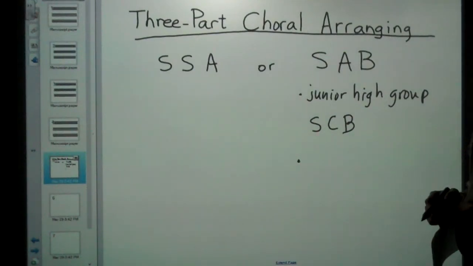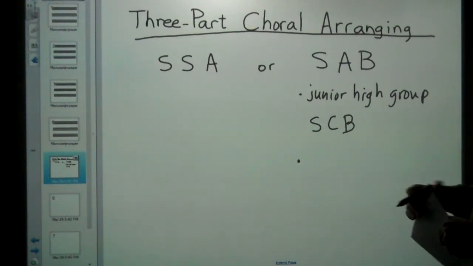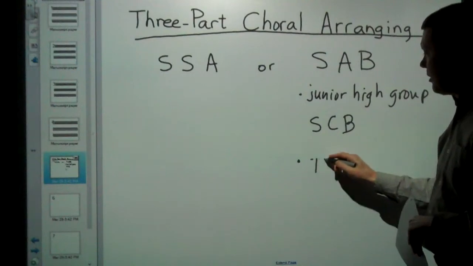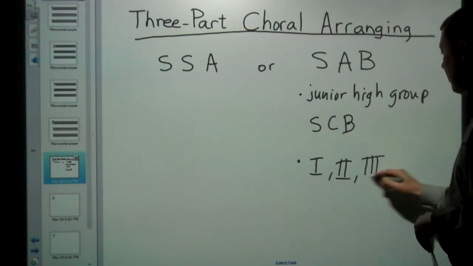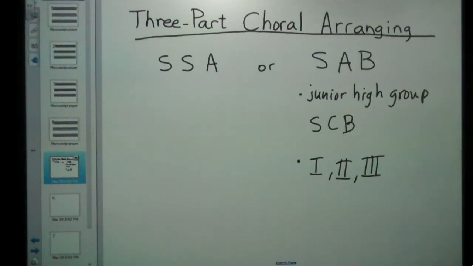Contemporary arrangers, sometimes instead of using the abbreviations SSA or SAB, will use the designations Part 1, Part 2, and Part 3. Again, this is more of a generic type of labeling for the three individual parts, but some contemporary arrangers will use that system.